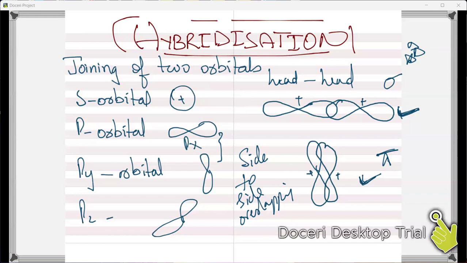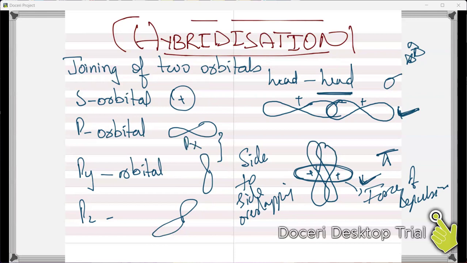Yes, understand. Very good, Abdullah. Perfect. Yes, that's right. When side-to-side overlapping is happening, these two positive nucleuses are very close together, and this creates a lot of force of repulsion, and hence the bond becomes weaker. As far as head-to-head overlapping is concerned, the nucleuses are far away from each other, and less force of repulsion makes it stronger.